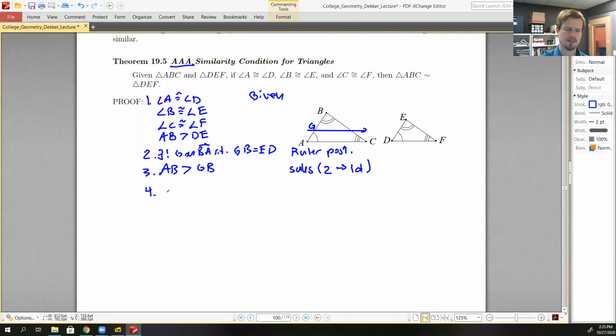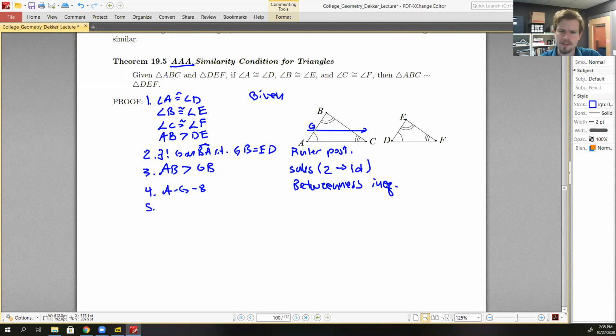Once we have that, of course, we can conclude that G is between A and B. We drew it that way here because we know it's going to be true since BA is larger than ED. So awesome. And between this inequality. Excellent.